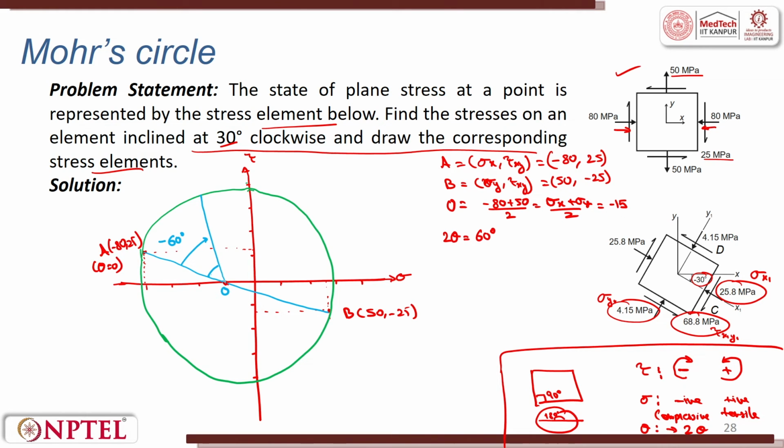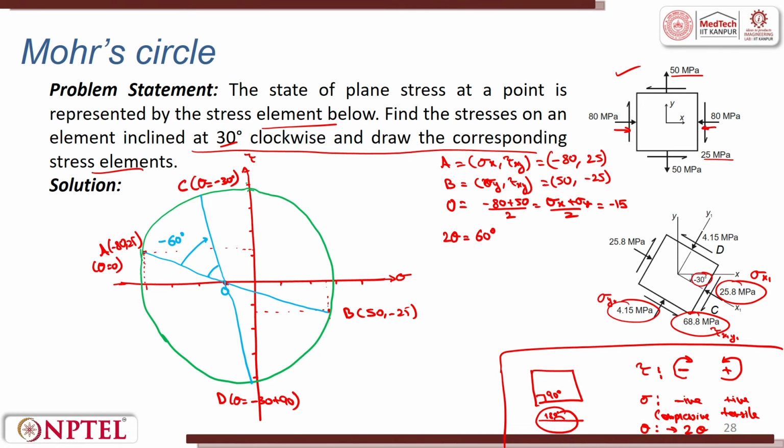And if I try to draw a straight line here, it will come somewhere here. This is my point D. These are my points C and D, where C is having theta as minus 30 degrees and D is having theta as minus 30 plus 90 degrees.